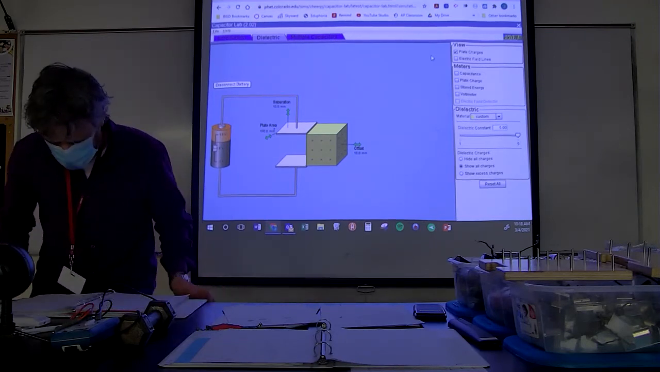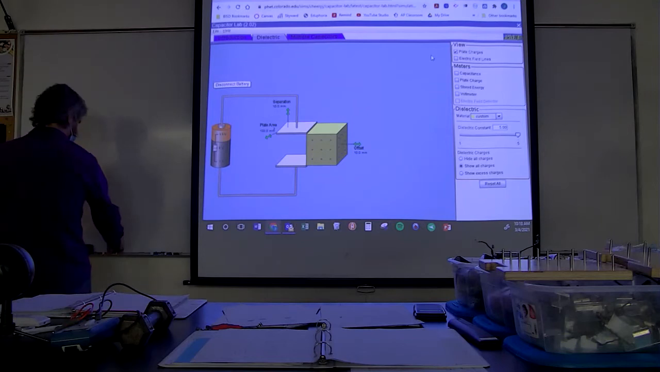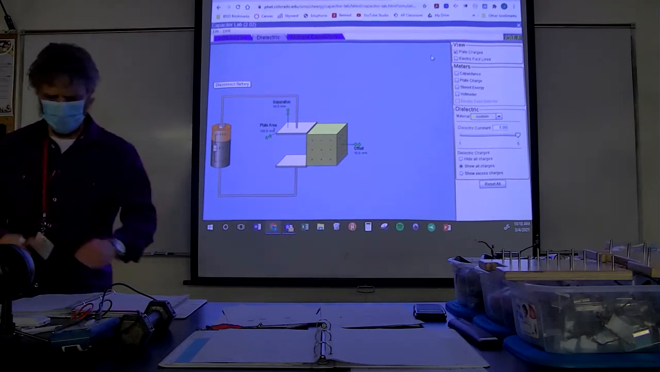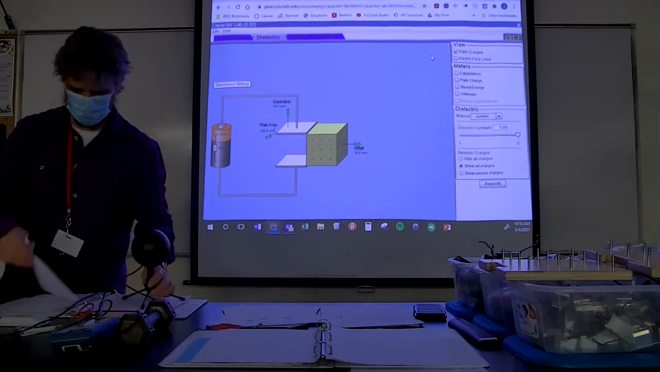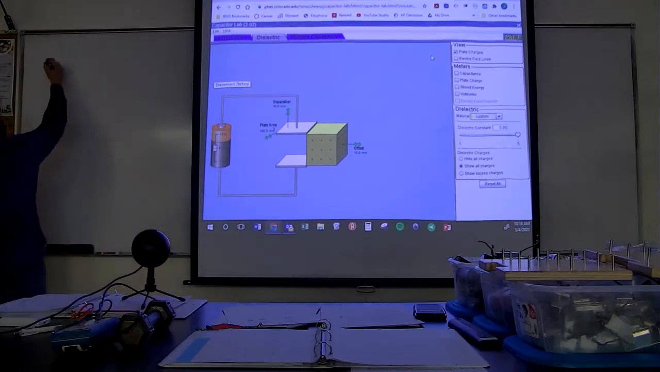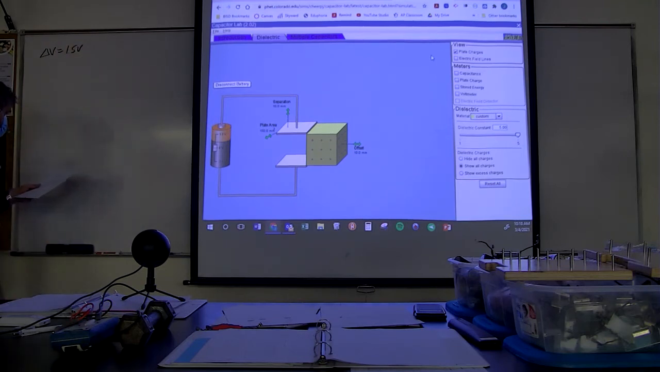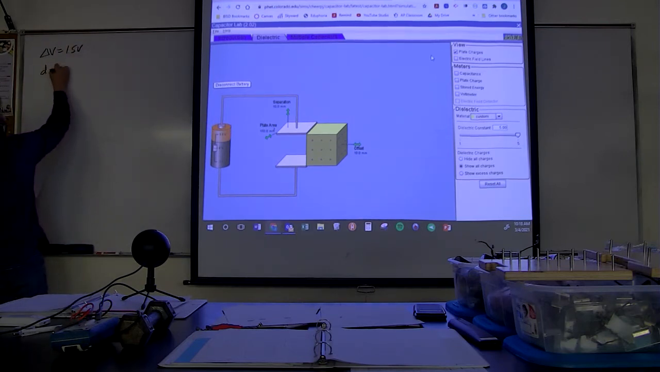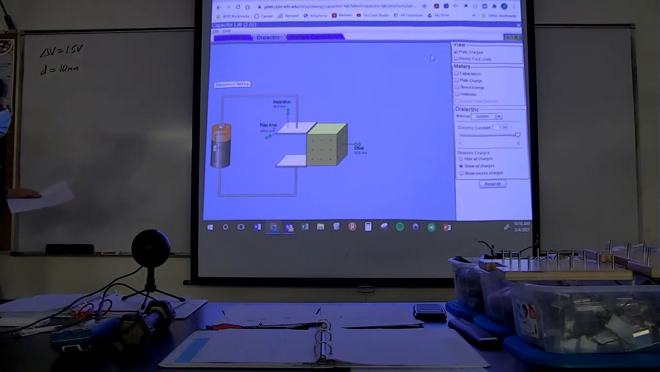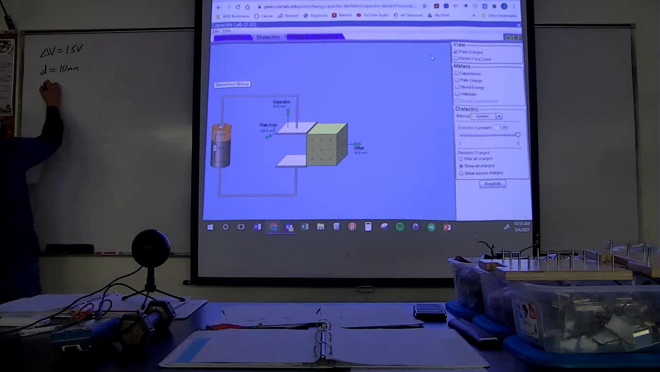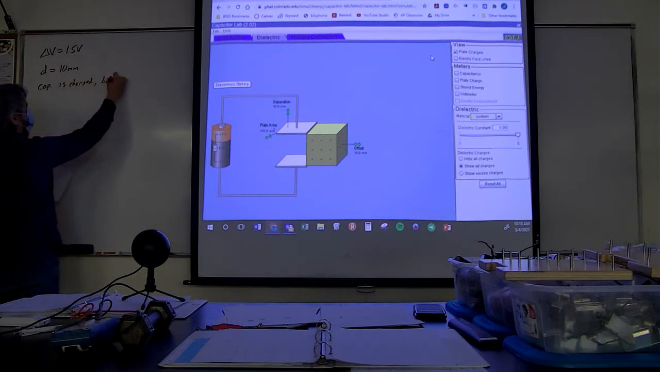Here we go. So I have a capacitor which I will charge to a potential difference of 1.5 volts just by increasing the battery voltage. I will have a capacitor plate spacing of 10 millimeters or 0.01 meters, which is that. And then I'm going to charge the capacitor. So the cap is charged, and then the battery will be removed.